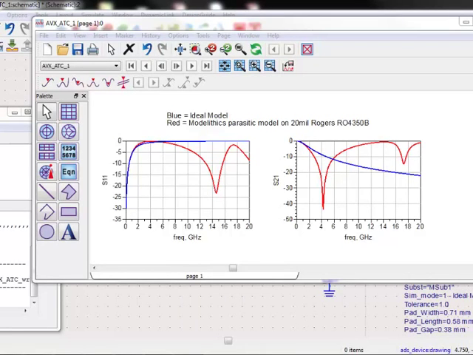On these plots, the red line is the full parasitic model for the specified substrate. The blue line is the response of an ideal model. By taking into account the pad, part, and substrate parasitics, it can be seen that these factors are important to evaluate when designing high-frequency circuits.